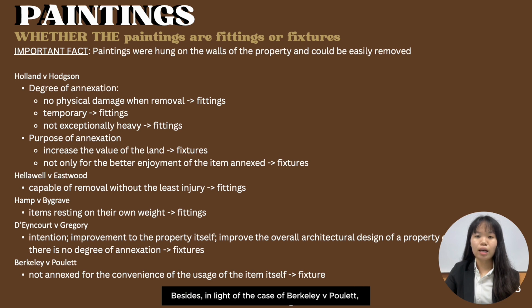Besides, in light of the case of Berkeley and Paulette, the paintings were not annexed for the convenience of the usage of the item itself, and thus they are fixtures. In conclusion, the paintings are likely to be fixtures as their intention to make them part of the land, which is to make the property a Victorian-style property for a better price and to become a main attraction to the potential buyers.